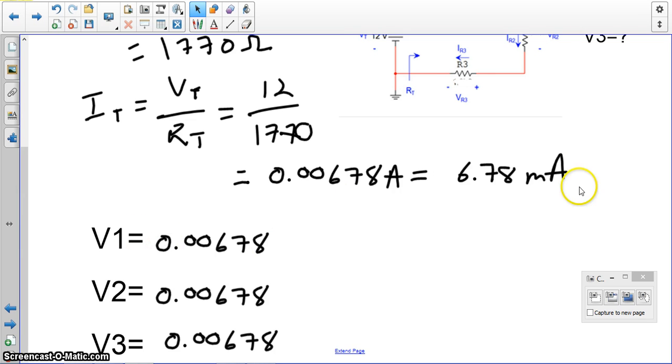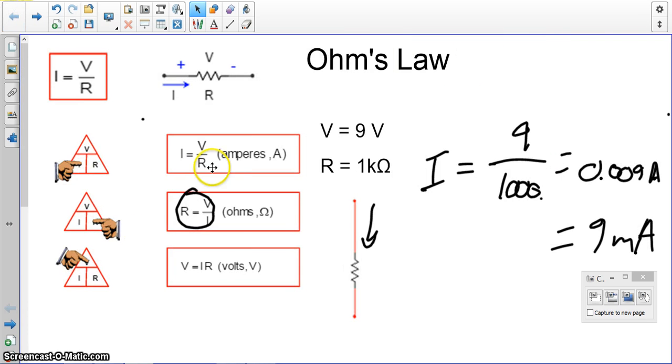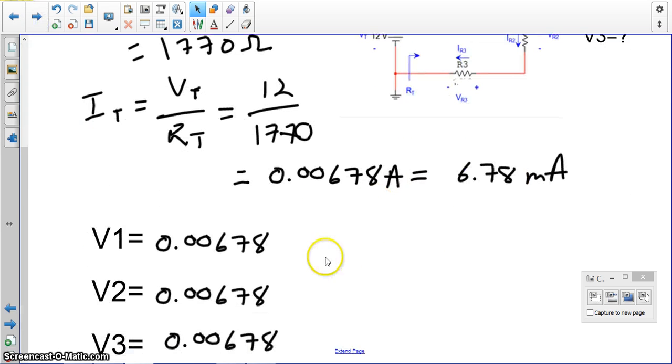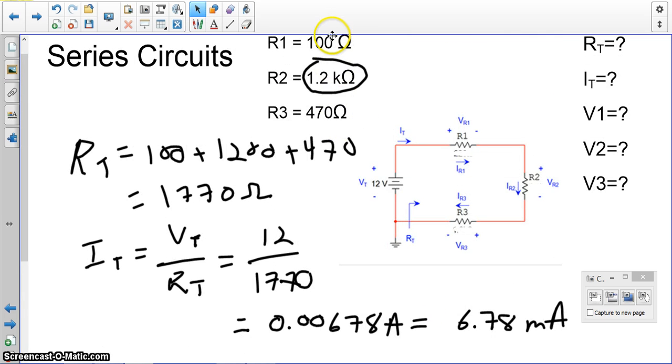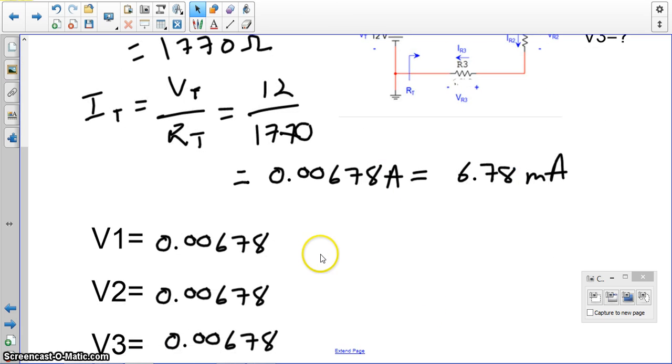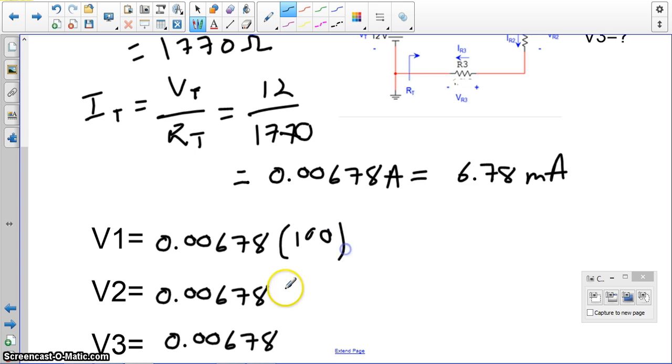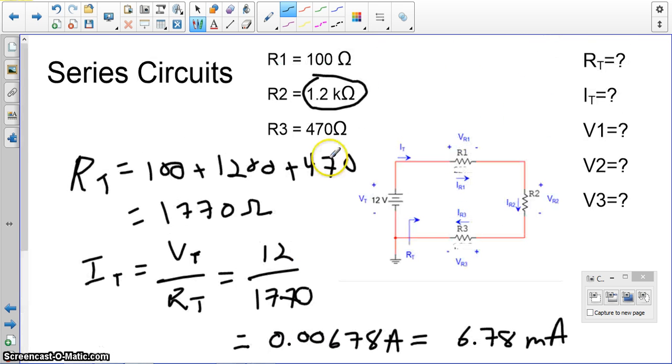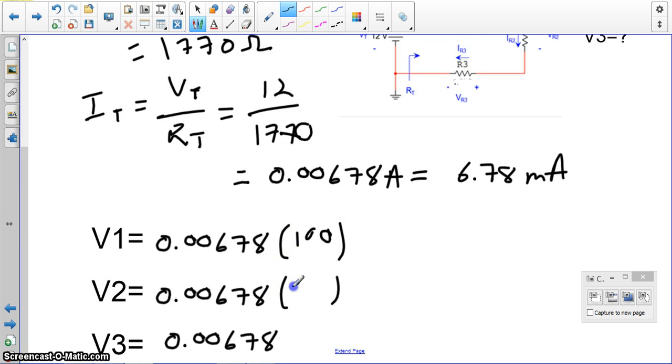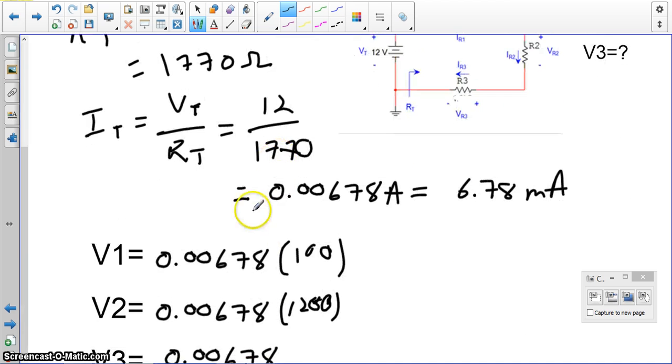So V1, V2 is I times R, because remember, V equals IR. So I times R, I times R, I times R. Now where are these R's? Well, they're right here. R1 is 100, so times 100. And then 1200. And then 470.